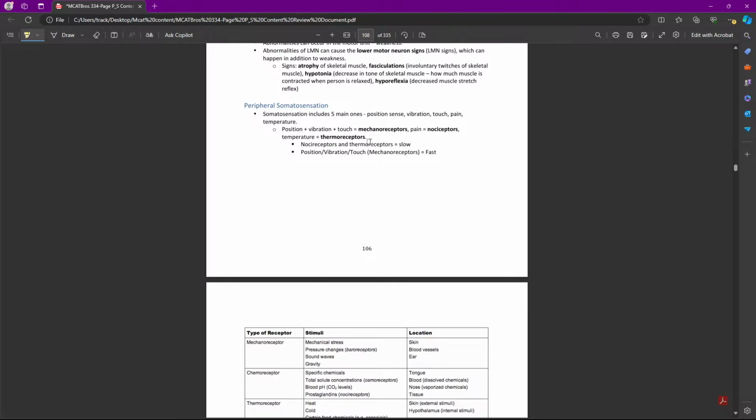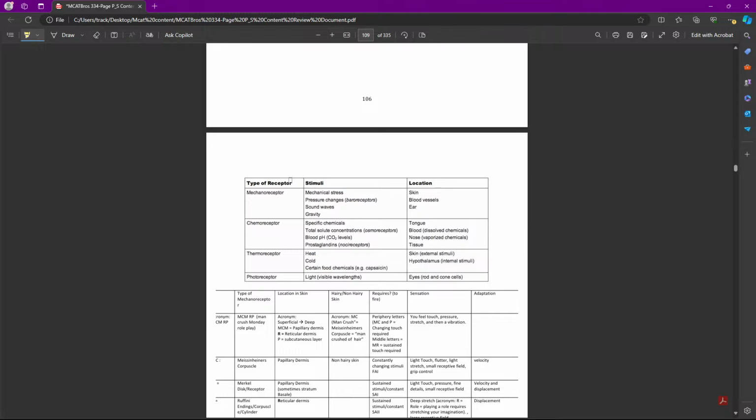which makes sense because mechanical receptors are just being altered by, like, being pulled. Pain is nociceptors because noci means pain. Temperature is thermal because thermal means temp. Nociceptors and thermoreceptors are slow. Position and vibration are fast. You want them to be slow because you don't want that signal to be shooting to your brain immediately.